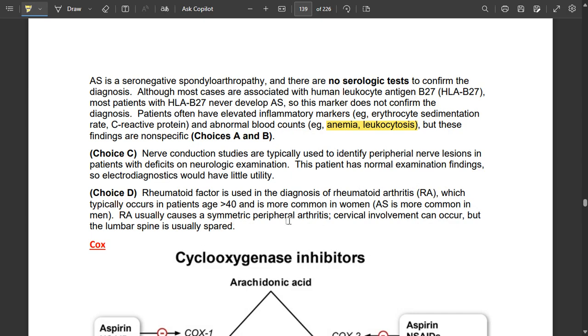RF is used in diagnosis of rheumatoid arthritis, which typically occurs at age more than 40 and is more common in women, whereas AS is more common in men. RA usually causes symmetric peripheral arthritis. Axial involvement can occur, but the lumbar spine is usually spared.